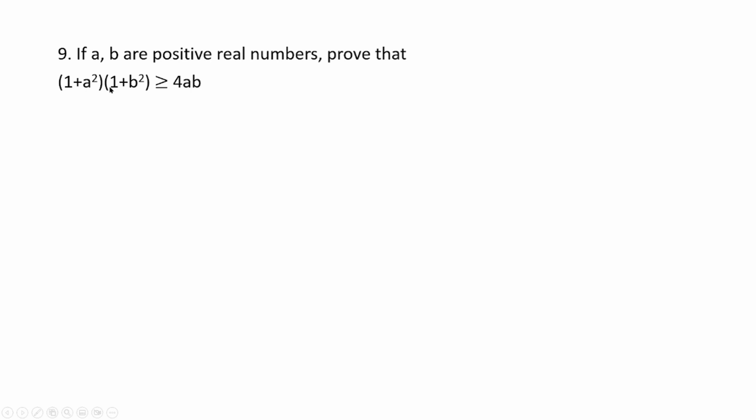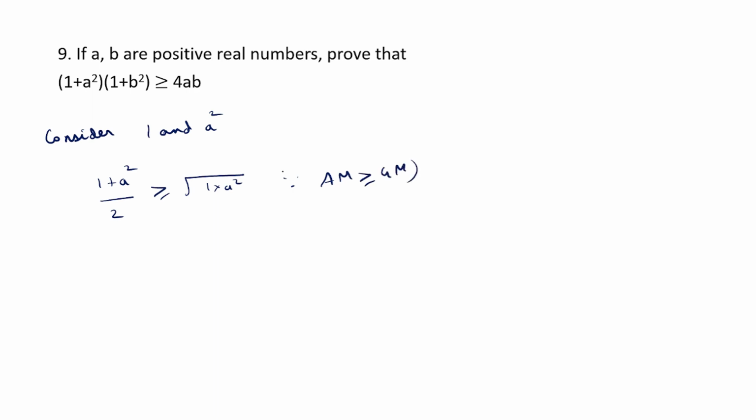Next we have the next question. If a, b are positive real numbers, prove that 1 plus a square into 1 plus b square greater than or equal to 4ab. So here we can see that a and b are positive real numbers. So if we consider the positive real numbers, consider 1 and a square. So the arithmetic mean is greater than or equal to the geometric mean. So 1 plus a square by 2 is greater than or equal to root of 1 into a square, since arithmetic mean is greater than or equal to the geometric mean.